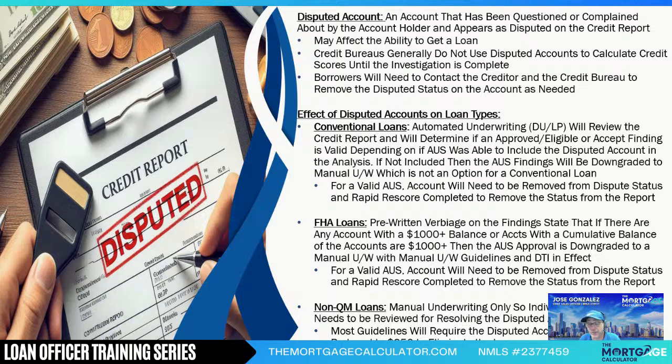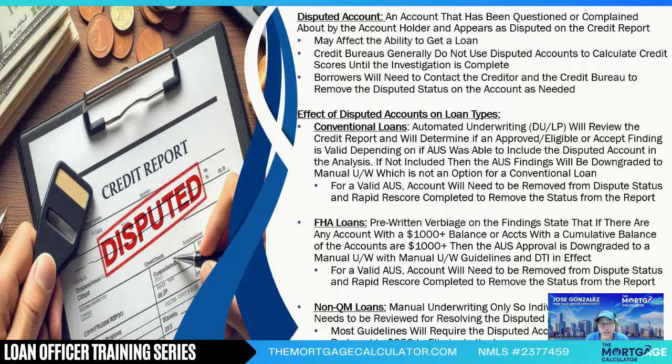Here we are, it's approved, good to go. Submits the file to underwriting only to be told 2-3 days later, you have an issue here. Your loan is in suspense because you have a disputed account and your automated underwriting is invalidated, right?